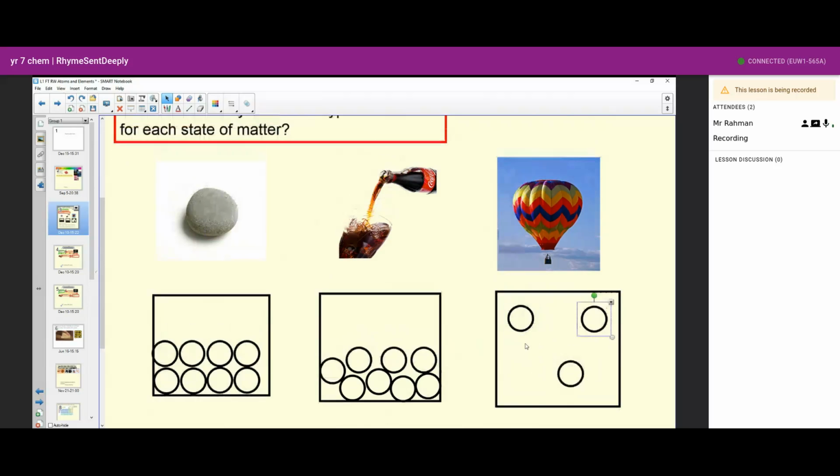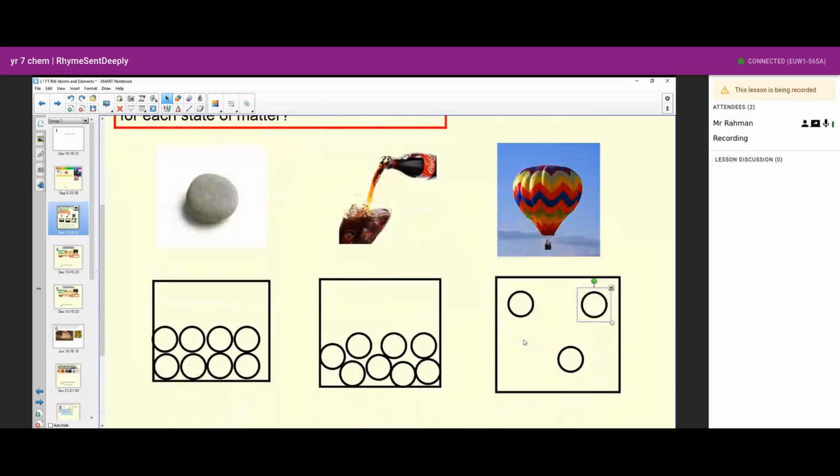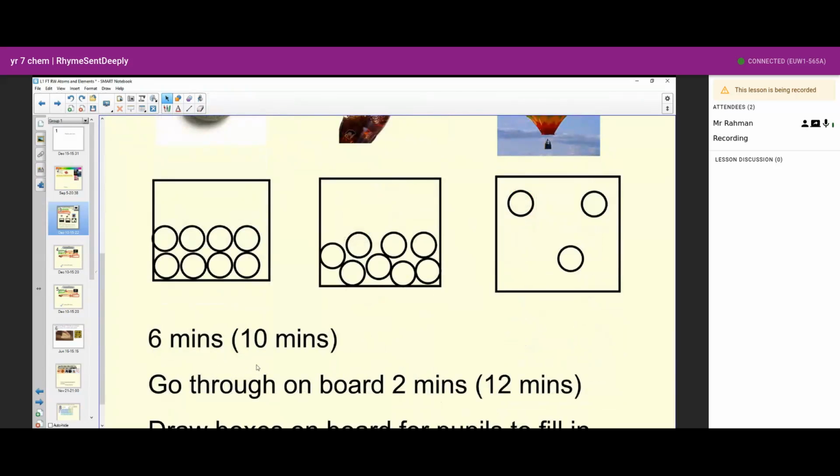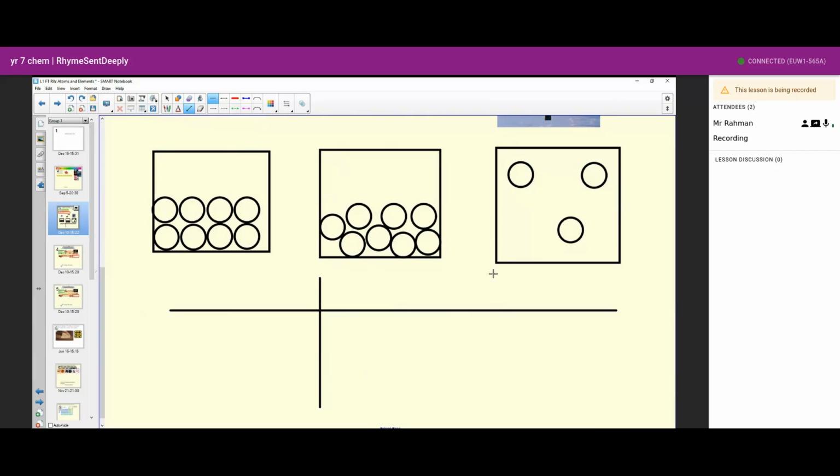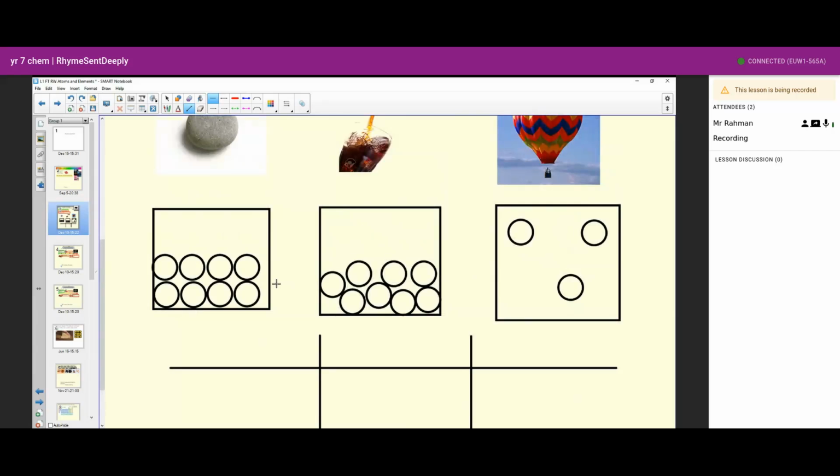Can you think of examples of each state of matter for a solid, liquid, and a gas? What you could do is draw yourself a quick table. One column can be solid, you can write down solid. Here you can write liquid. Here you can write gas. Can you think of examples?